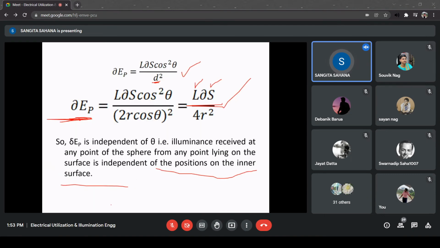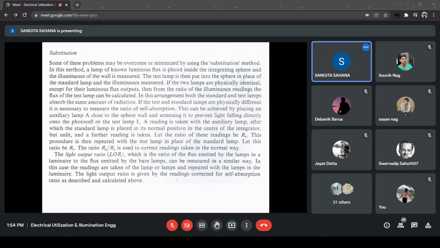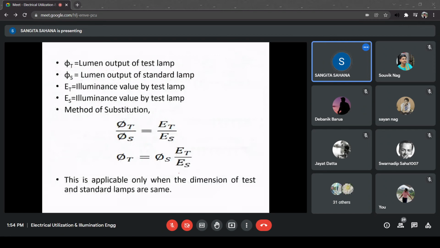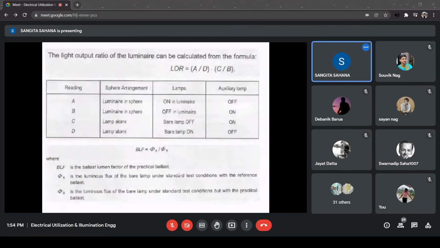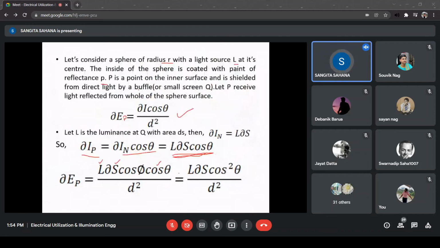So these are the two properties. The first one is that the received light from any surface of the sphere will be constant irrespective of the angle. The second one is that the illuminance will be proportional to the luminous flux of the light source. So these are the two basic properties behind the measurement using the integrating sphere.